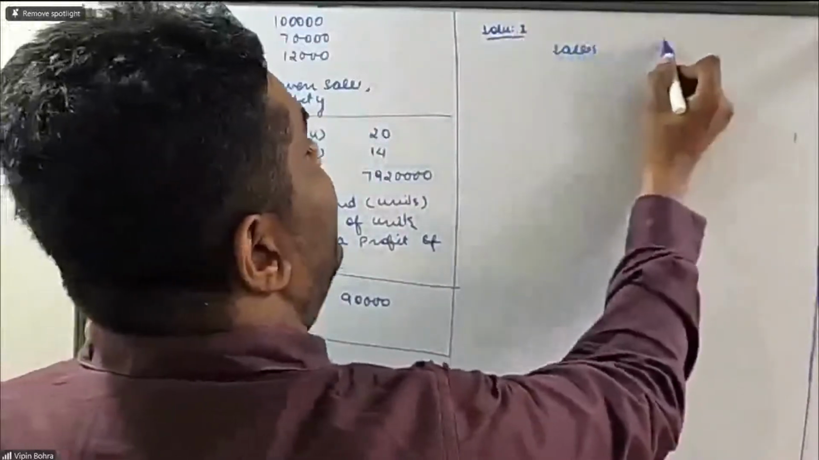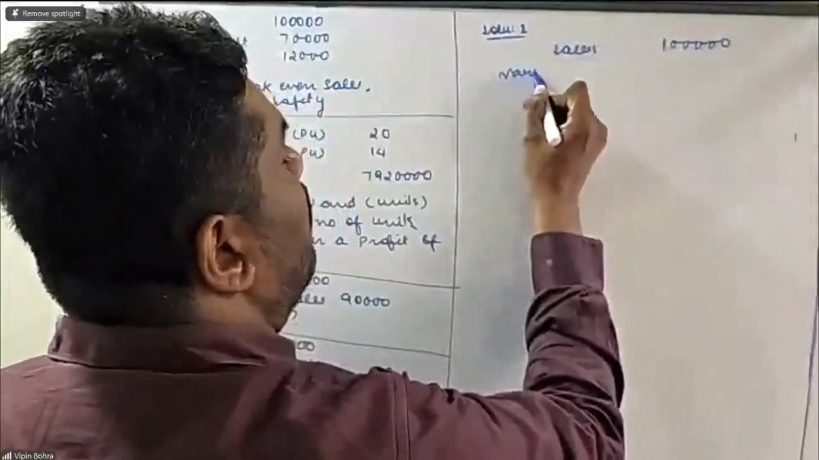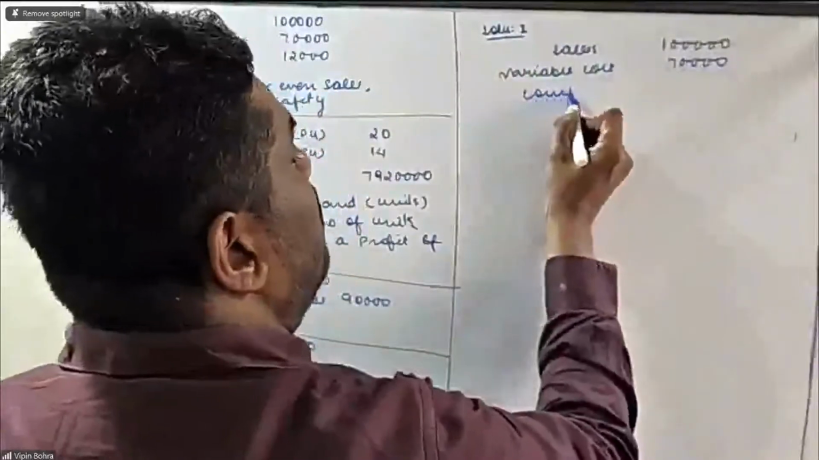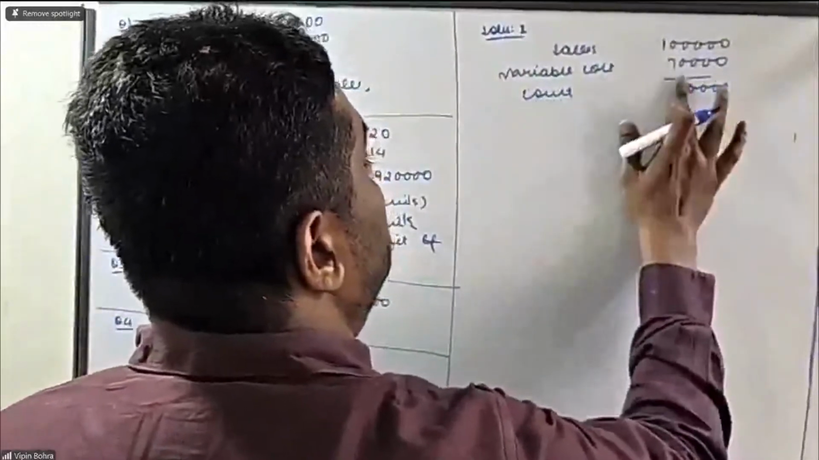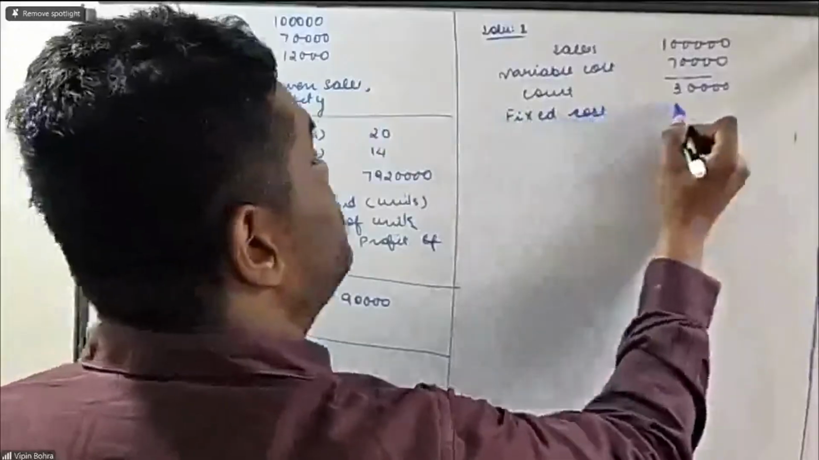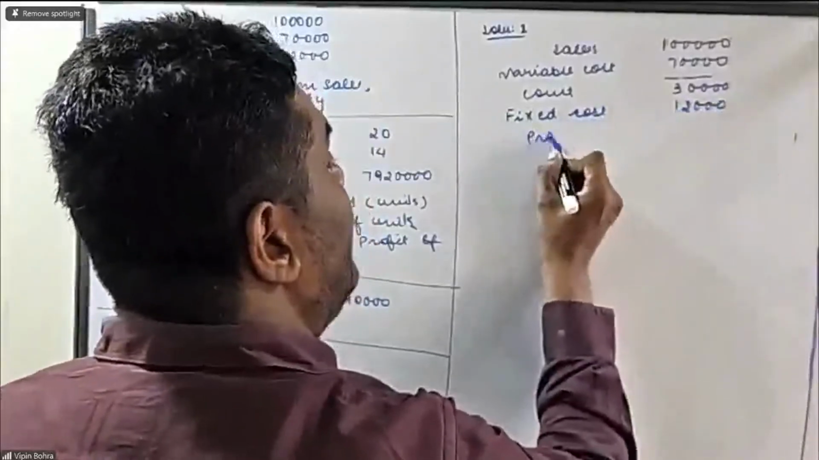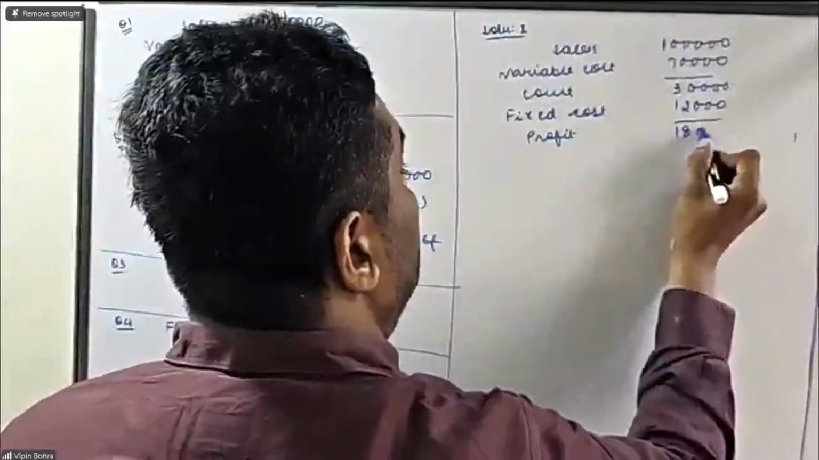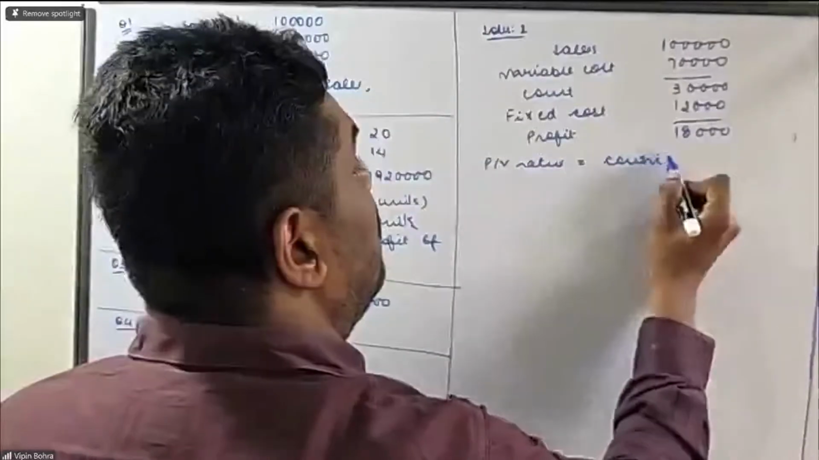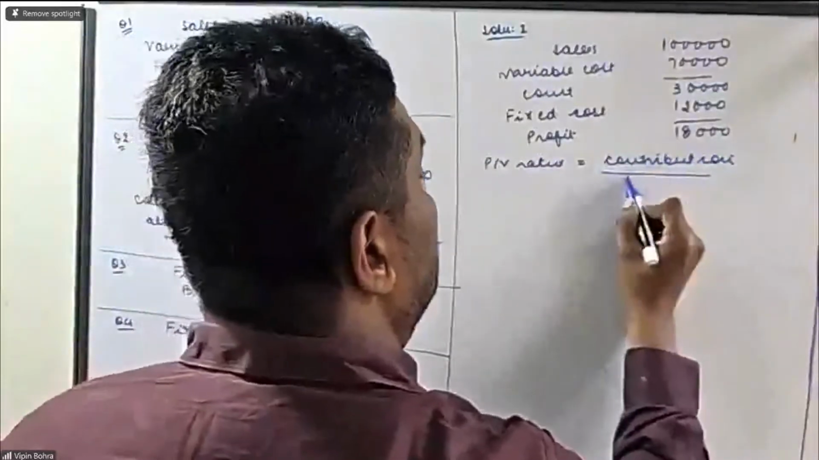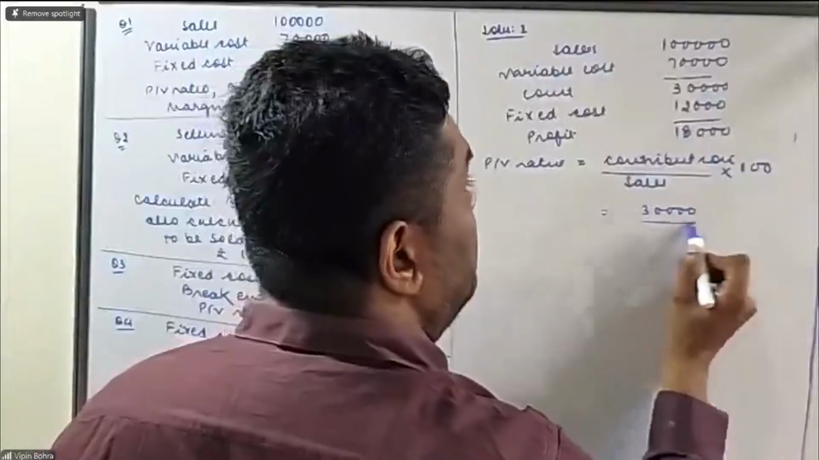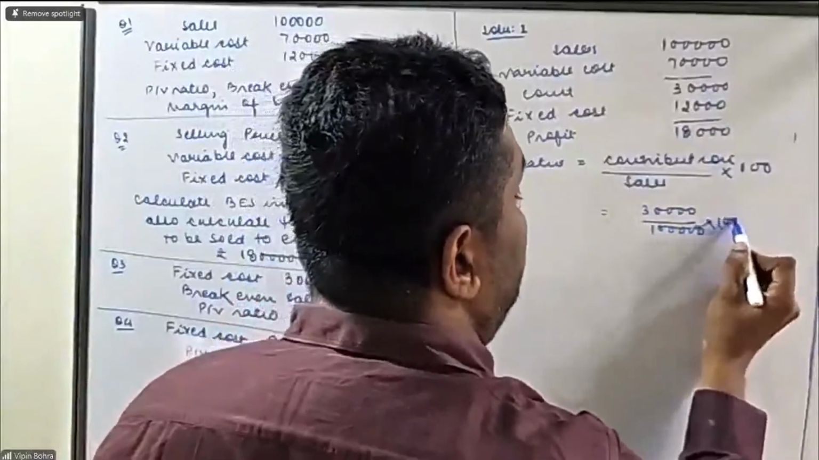See, my sales is 1 lakh. My variable cost is 70,000. My contribution will be 30,000. My fixed cost is 12,000. Therefore, my profit will be 18,000. So PV ratio, very simple. Contribution divided by sales into 100. So 30,000 divided by 1 lakh into 100.